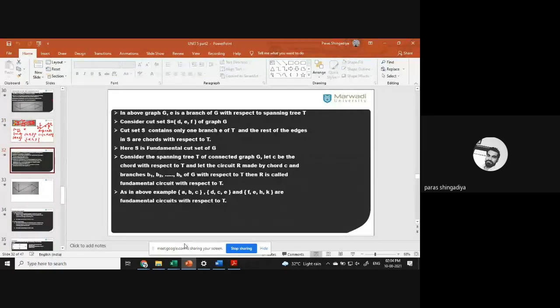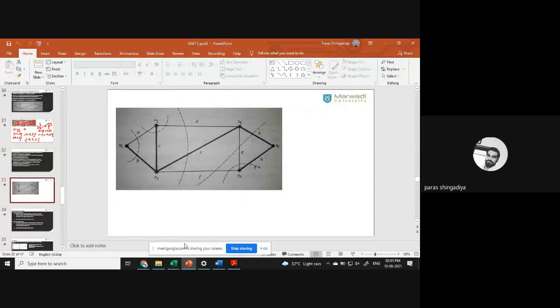The next definition is the fundamental circuit. Here we consider one of the circuits of connected graph G, where only one edge is a chord and the rest of the edges are branches. You have to make one circuit in the graph, and in such a circuit we consider only one chord, with the rest being branches. That circuit is known as a fundamental circuit. We had discussed that in the last lecture.